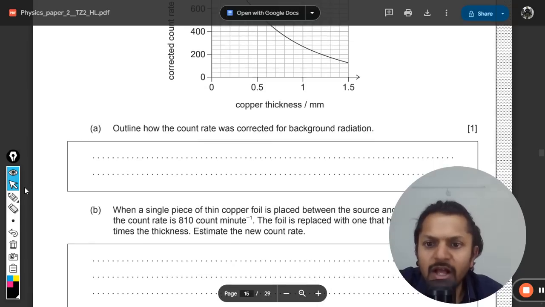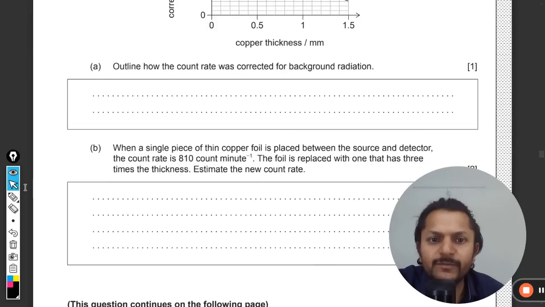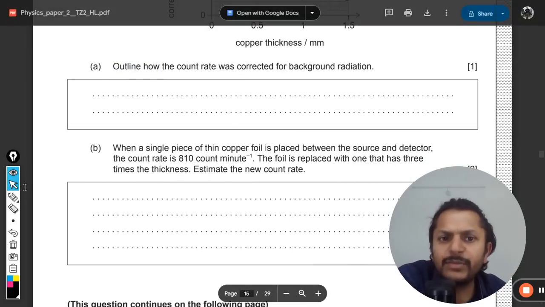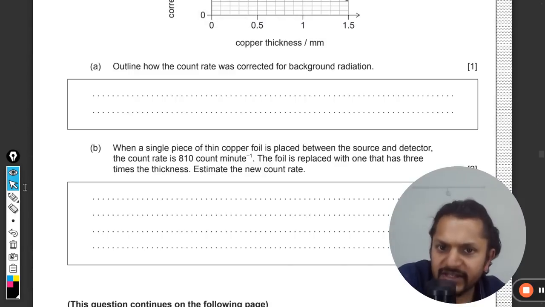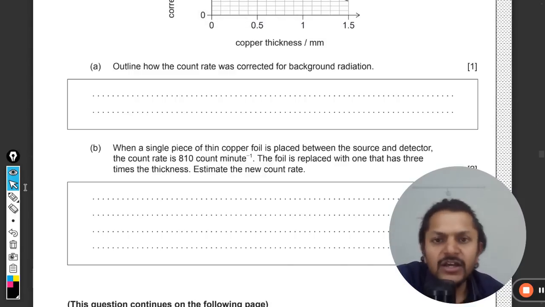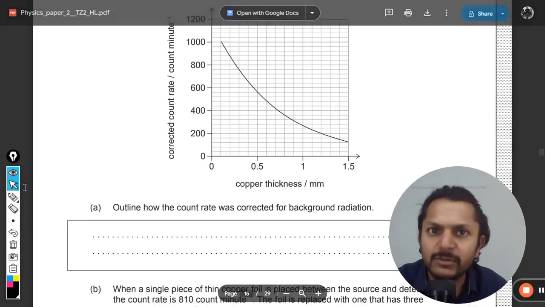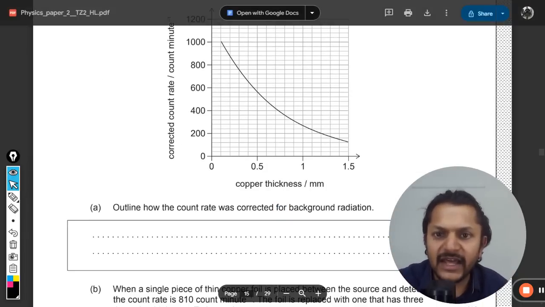Moving next now. When a single piece of copper foil is placed between the source and the detector, the count rate is 810. The foil is replaced with one that has three times the thickness. Estimate the new count rate. So thickness is already given here, so we just need to read the graph. It says that 810 is the count.